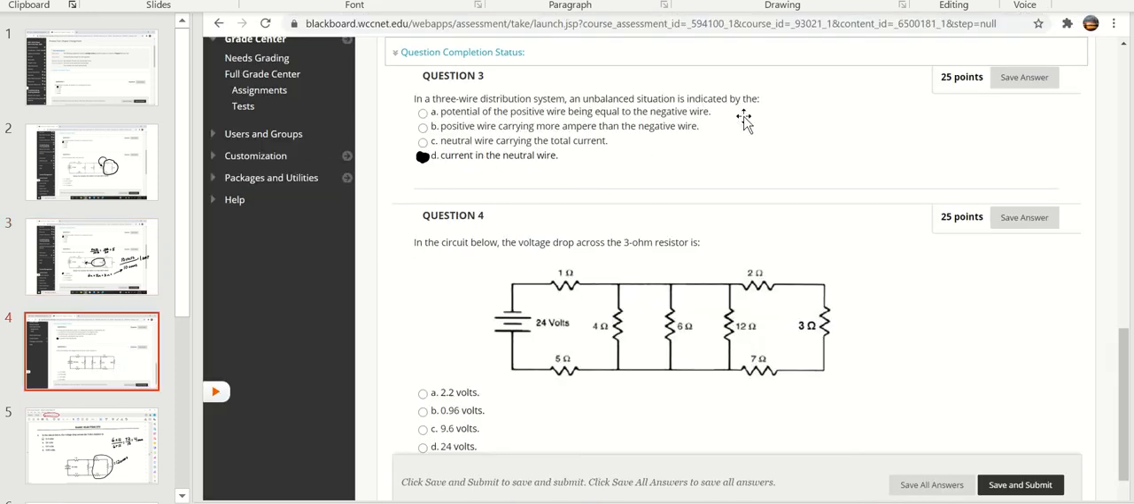Question number 3, I think most people are getting this one. It's current in the neutral wire is the correct answer.